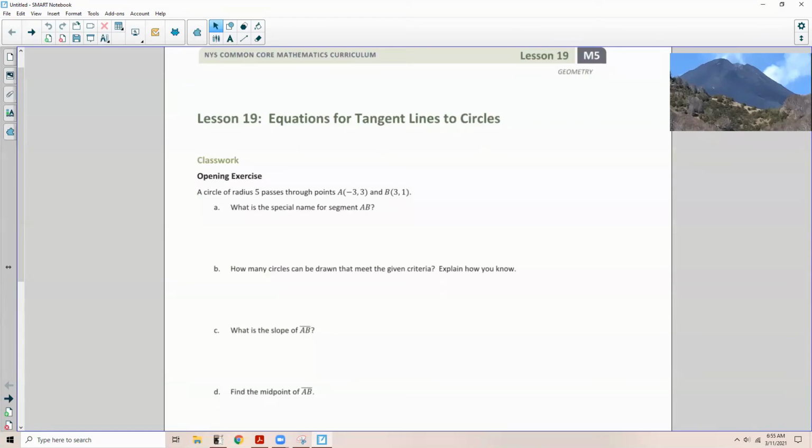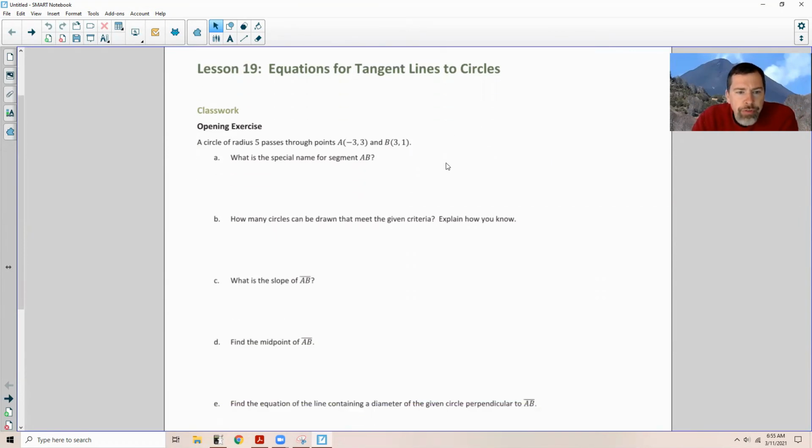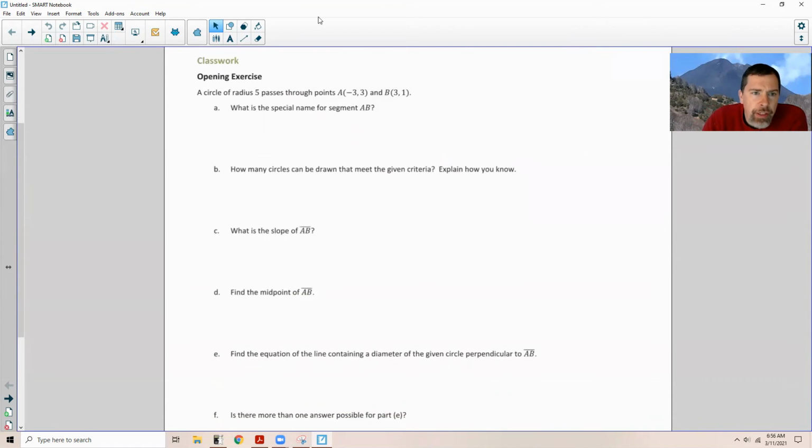Lesson 19, Equations for Tangent Lines to Circles. Okay, classwork opening exercise says a circle of radius 5. So there's our key right there. Circle of radius 5, r equals 5. Passing through this point, what is the special name for that segment, AB?